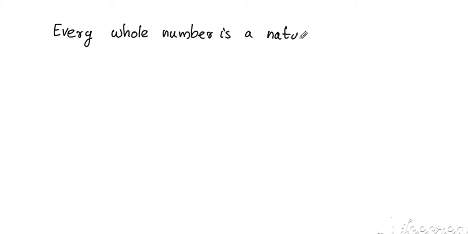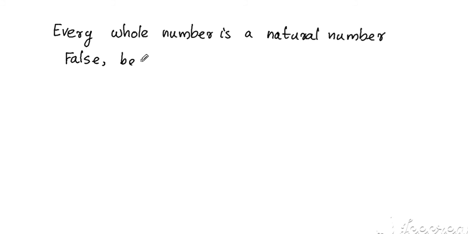Now consider the following statements. We have to identify whether they are true or false, and you should give the reasons. To show that a statement is true, we have to verify it generally, and in order to show a statement is false, you should give an example. Now consider the first statement. Every whole number is a natural number. Is it true? No, it is false.